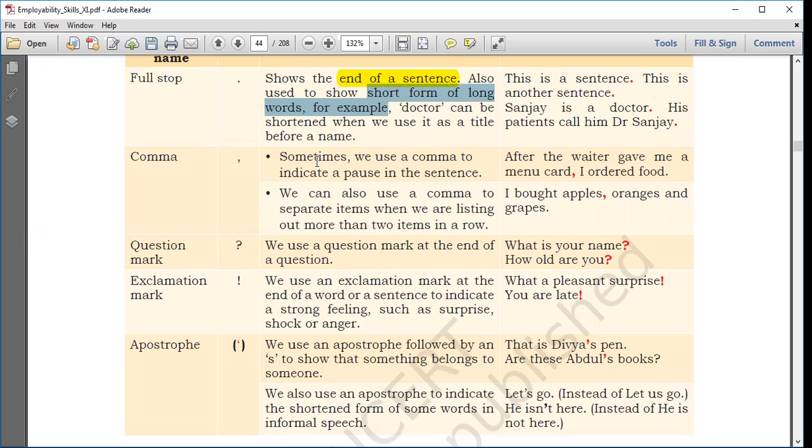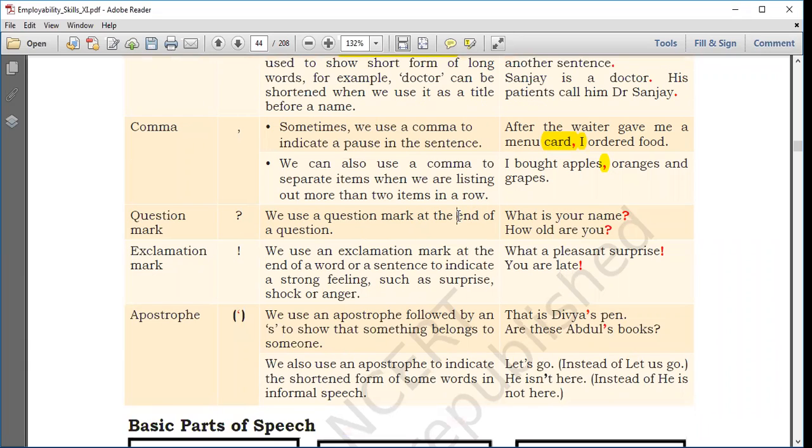And comma is used to indicate a pause in the sentence, and it is also used to separate items like oranges, apples, grapes, where we put commas, right? And so here we are giving a pause. After the waiter gave me a menu card, I ordered the food. Now in this, you just want to give a pause after card and I, so there we put a comma.